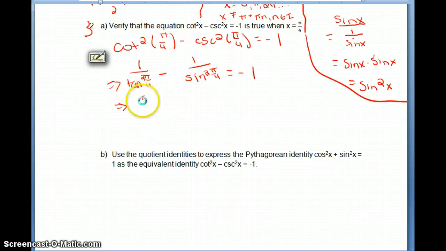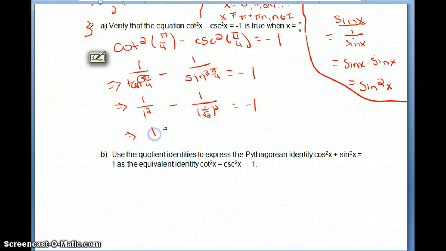From there, if you want to, you can write this as tan pi over 4 times tan pi over 4. That's the exact same thing as what the squared value does. So tan of pi over 4 is equal to 1, squared. Subtract 1 over sine squared of pi over 4, so find that sine of pi over 4 value. That is 1 over root 2, squared, and this is equal to -1.